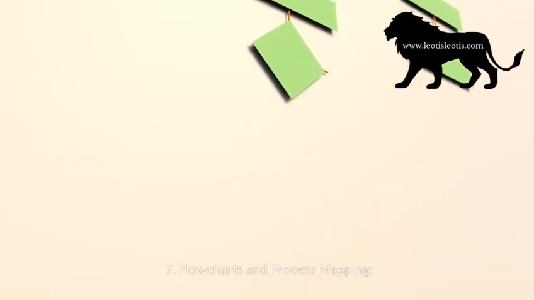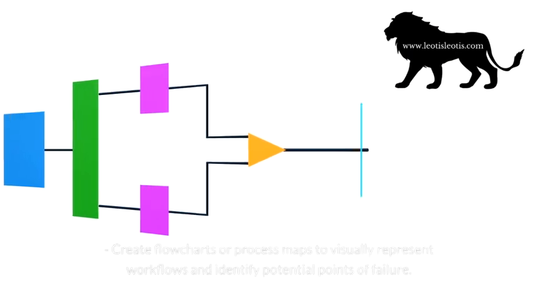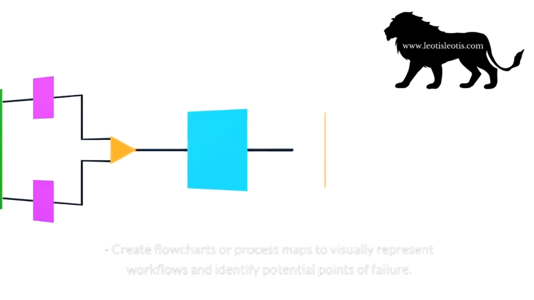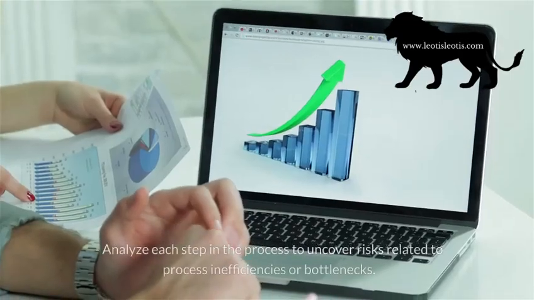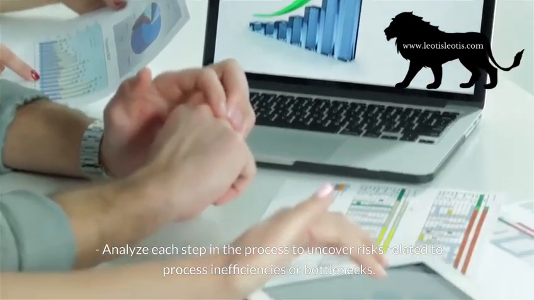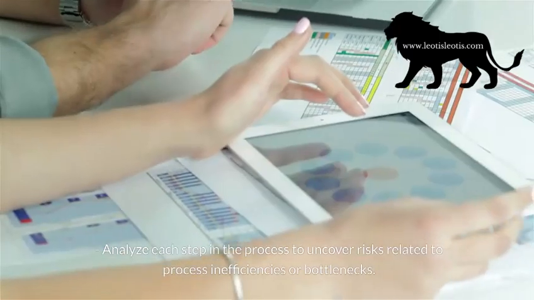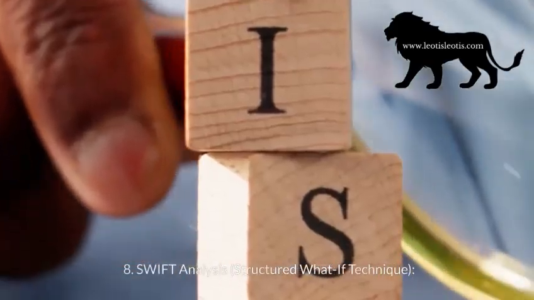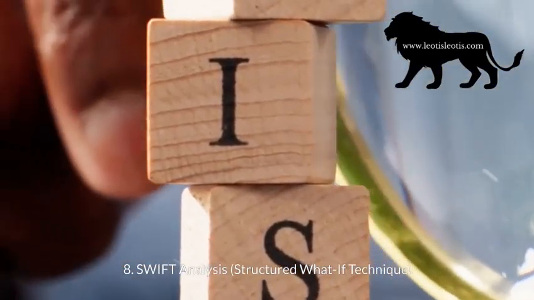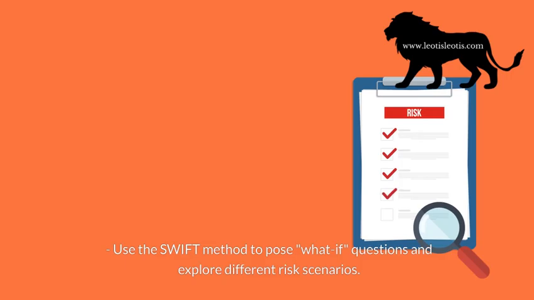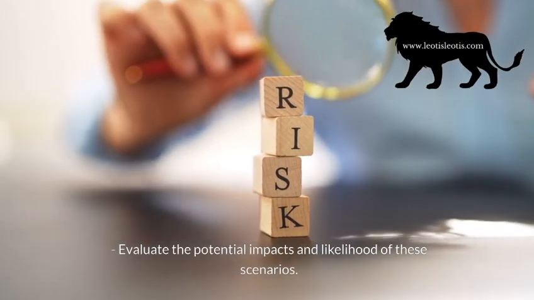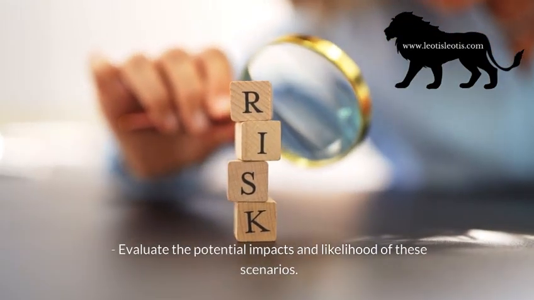7. Flowcharts and process mapping. Create flowcharts or process maps to visually represent workflows and identify potential points of failure. Analyze each step in the process to uncover risks related to process inefficiencies or bottlenecks. 8. SWIFT analysis, structured what-if technique. Use the SWIFT method to pose what-if questions and explore different risk scenarios. Evaluate the potential impacts and likelihood of these scenarios.